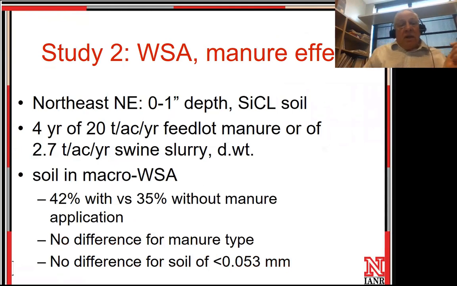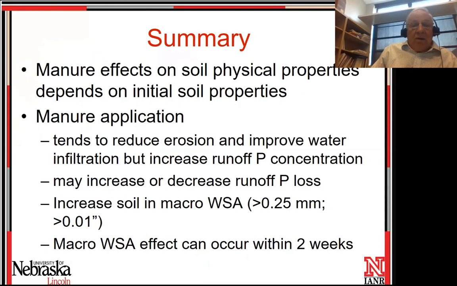A second study was conducted in northeast Nebraska. Again, we sampled to 0 to 1 inch depth, and it was a silty clay loam soil. And there, manure had been applied for 4 years continuously. With feedlot manure, it was 20 tons per acre per year. And with swine manure, swine slurry on a dry weight basis, it was 2.7 tons per acre per year. We found there that soil in the macro aggregates, and again, larger than 0.25 millimeter, was 42% with manure application versus 35% with no manure applied. We did not find a difference in manure type, and there was no difference in soil of less than 0.053. That is, there was no effect on microaggregates.